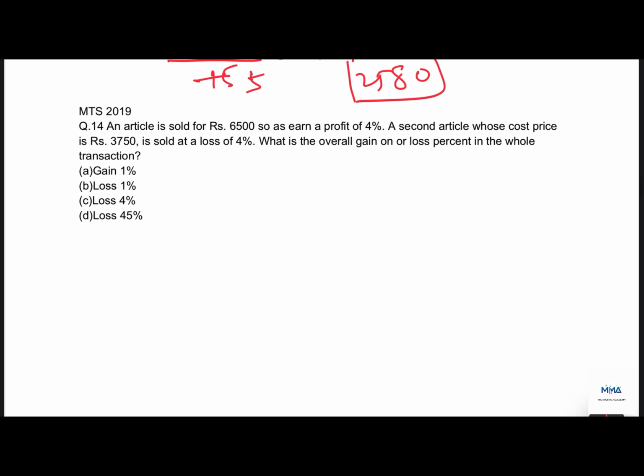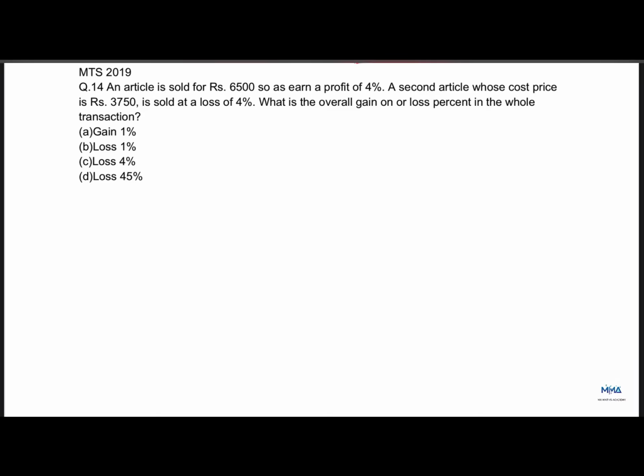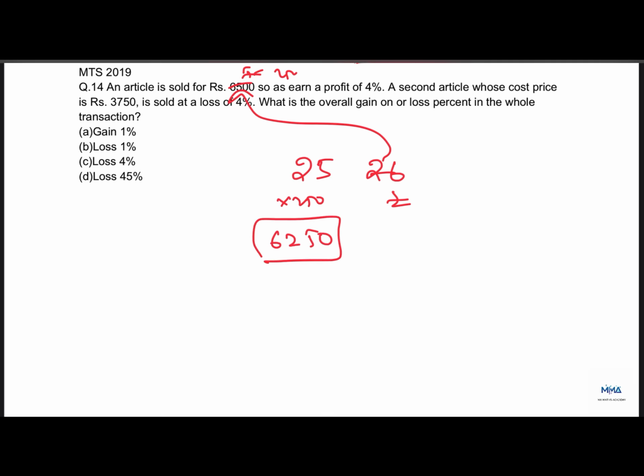This is the answer. An article is sold for 6,500 so as to earn a profit of 4%. A second article whose cost price is 3,750 is sold at a loss of 4%. What is the overall gain or loss percentage in the whole transaction? So in the first case, he sold it at a profit of 4%. So 25, 26. This 26 corresponds to 6500. So what will 25 correspond to? 13 2s, 13 500s, 250. Okay, so 25 into 250 is 6250. This is the CP of the first article.